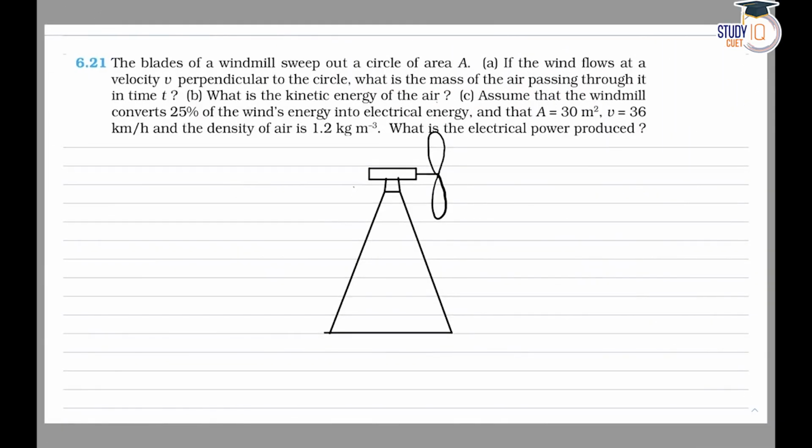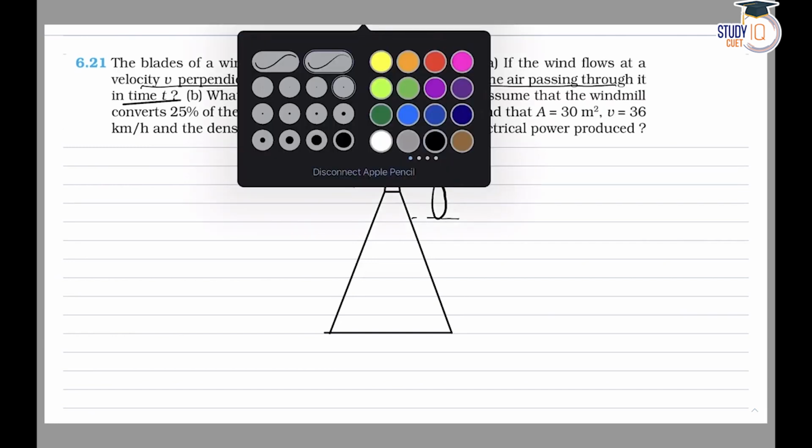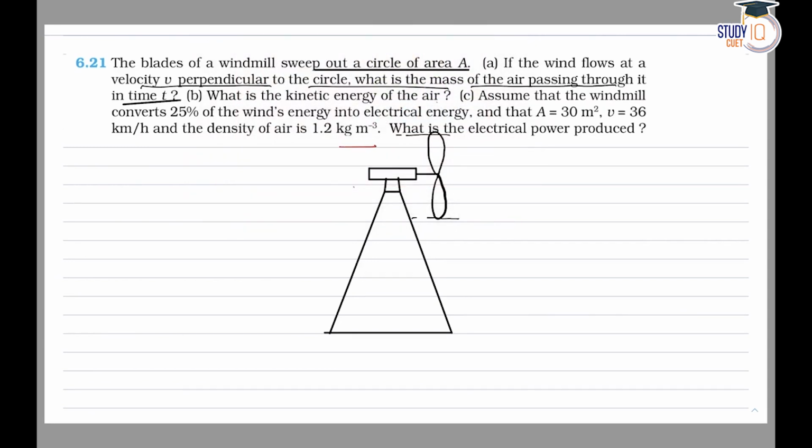NCERT Physics Class 11, 6th chapter, which is work, power, energy, question number 6.21. A windmill is given to us which sweeps out an area capital A. If the wind is flowing at a velocity v perpendicular to the circle, what is the mass of air passing through it in time t? You are supposed to find the mass crossing this windmill in time t if the velocity of wind is v and is perpendicular to this cross-section area A.